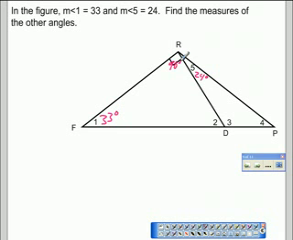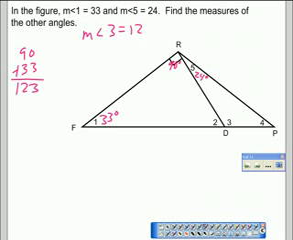In triangle FRD, I know this one's 90 and this is 33, so I can figure out that one by adding those two together, right? Well, as soon as I add those two together, what else do I know? That's what 3 is, because that's my exterior angle. So I'll do that first. All right, measure of angle 3 equals 123 degrees. Got that one just like that.